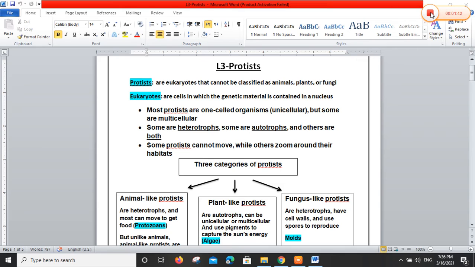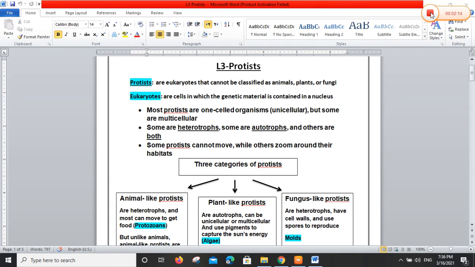Number 3, from the properties of protists, some cannot move while others zoom around their habitats. We have 3 main categories of protists: animal-like protists, plant-like protists, and fungus-like protists. Animal-like protists means protists that act like animals.